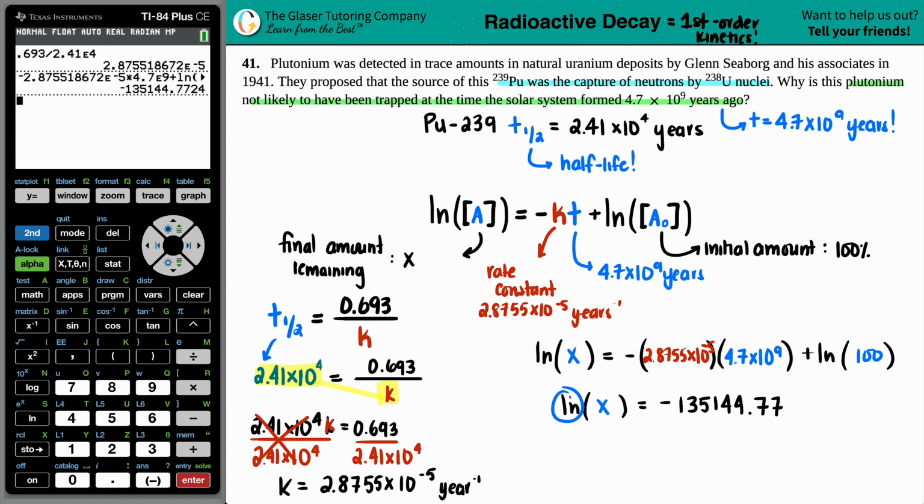But if we want to get rid of the natural log, e is the inverse. So essentially we'll do e raised to this. This gets canceled out, and we have x equal to, right? This is the final amount that's remaining. So drum roll, please. This is what we've been waiting for. E raised to this value. There we go. Boom. So this means that we have, at the end of the day, 0% remaining.